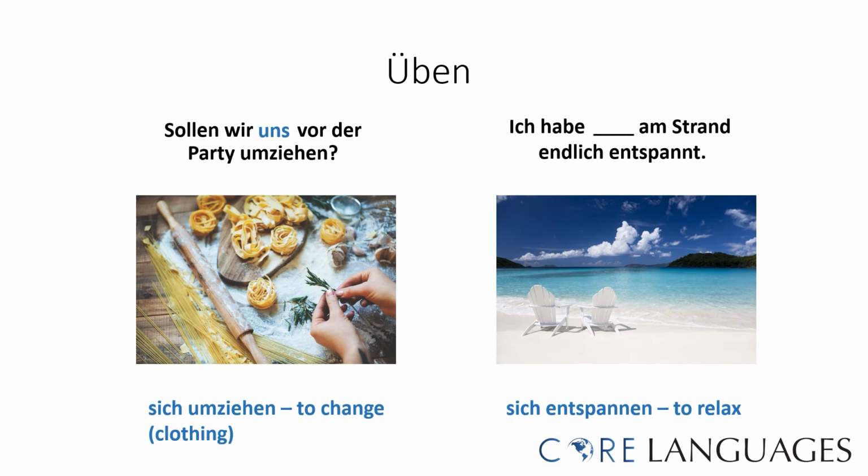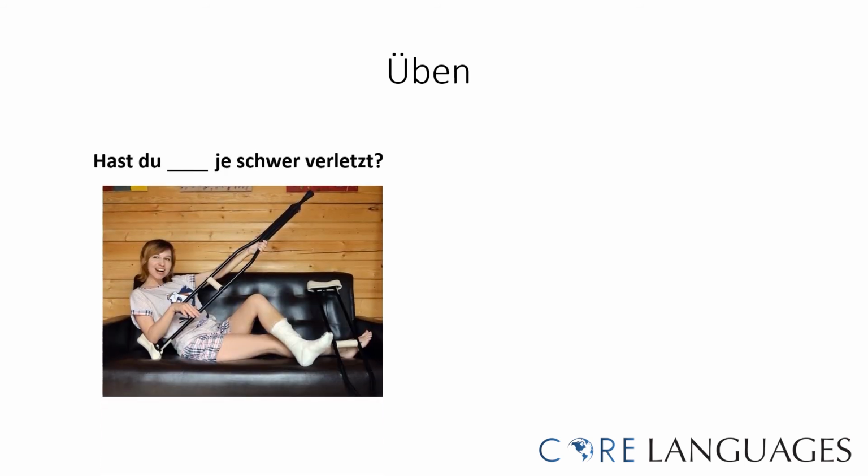Ich habe am Strand endlich entspannt. The subject is ich, so the accusative reflexive pronoun is mich. Ich habe mich am Strand endlich entspannt. I have finally relaxed at the beach. And how about these two examples? Try to identify the subject of the sentence and the correct accusative reflexive pronoun.